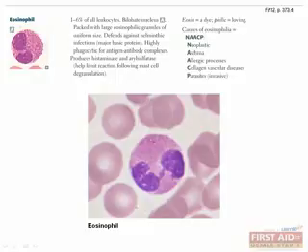Eosinophils normally only make up 1 to 6% of leukocytes, but several disease states can cause eosinophilia. It may be helpful to remember the mnemonic NAACP for neoplastic, asthma, allergic process, collagen vascular disease, and parasites that invade.